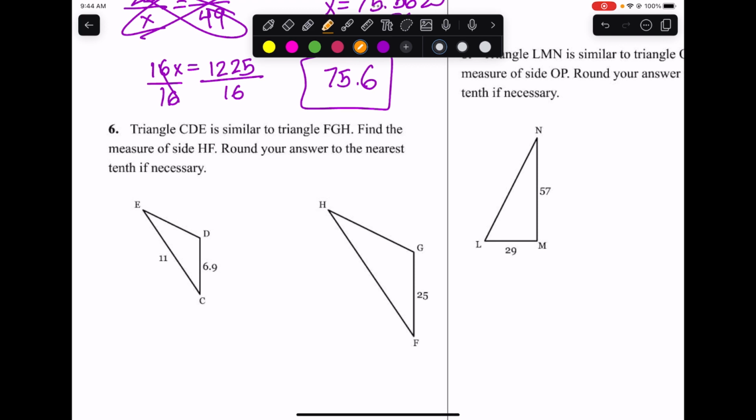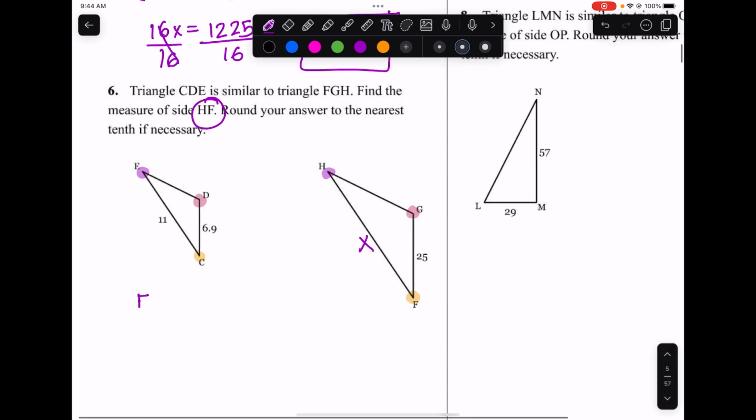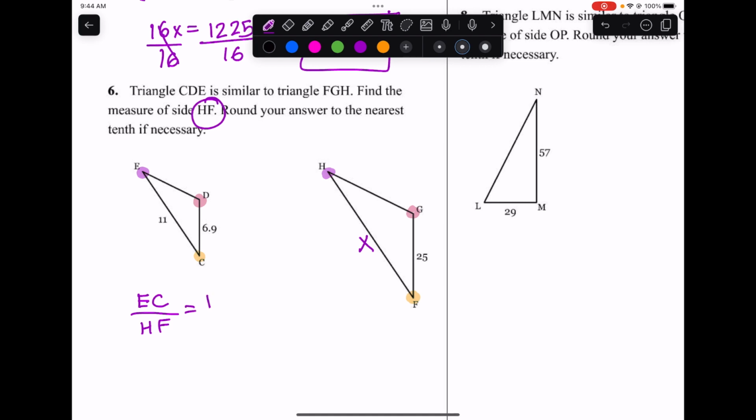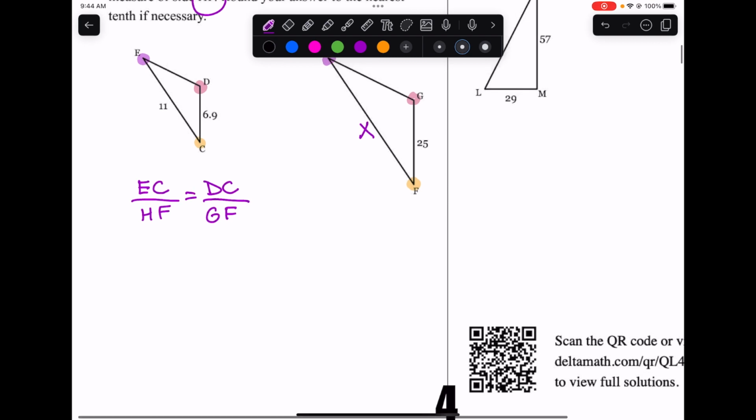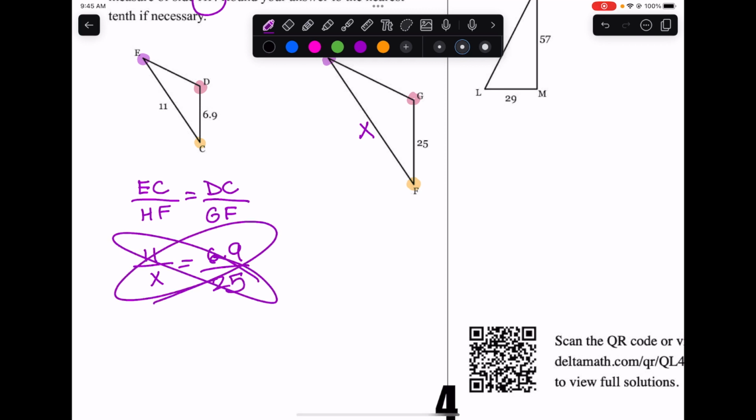Same process, so C and F correspond, G and D, and then E and H. So let's look, we're looking for HF. So we have EC corresponds to HF, and we have DC corresponds to GF. So 11 over X is equal to 6.9 over 25. Cross multiply.